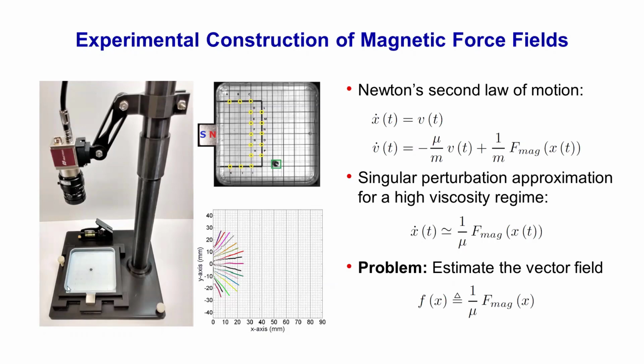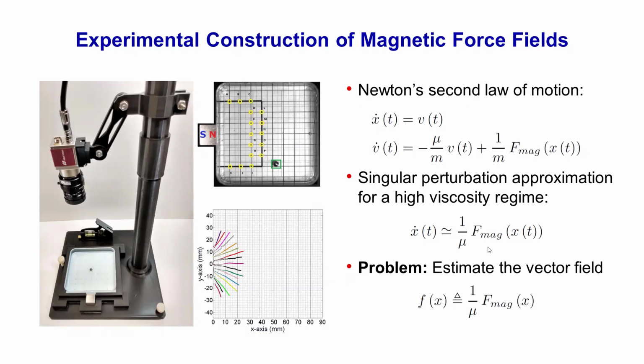In this testbed, we have a flat tray which is filled with a highly viscous fluid in which a magnetic bead can freely move toward a magnet on the edge, and a camera is on top to record the trajectories of motion starting from different points on the tray. The equation of motion of this system is given here, which is an ordinary differential equation with an unknown right-hand side.